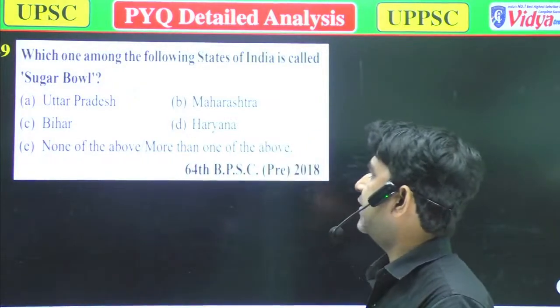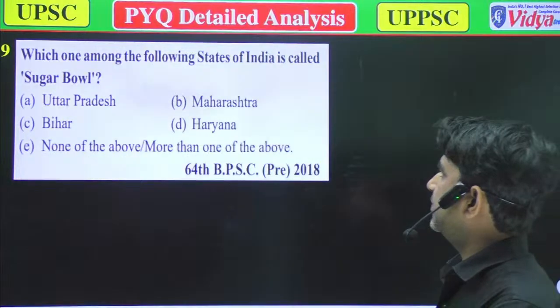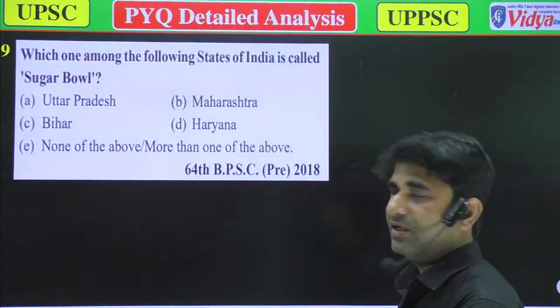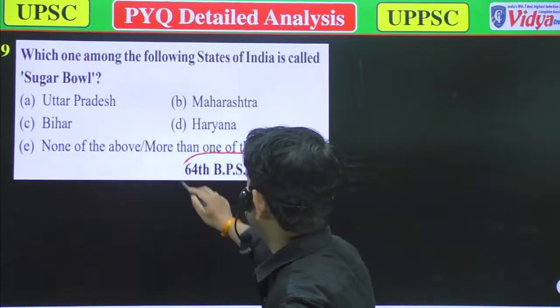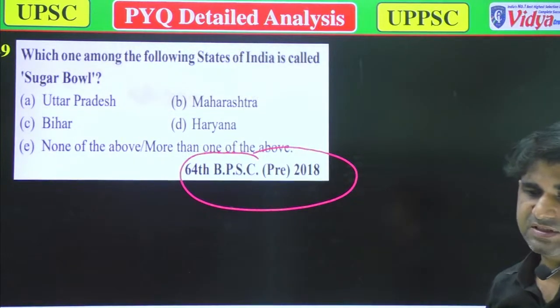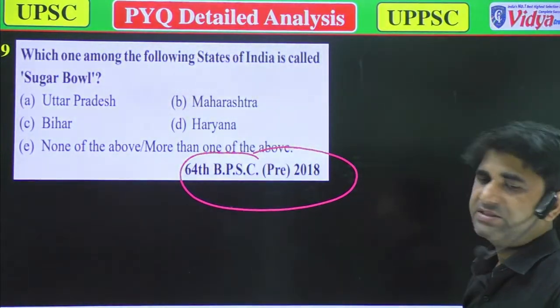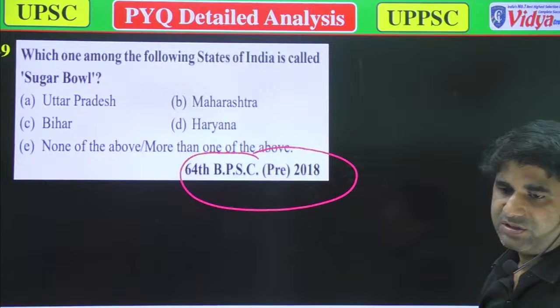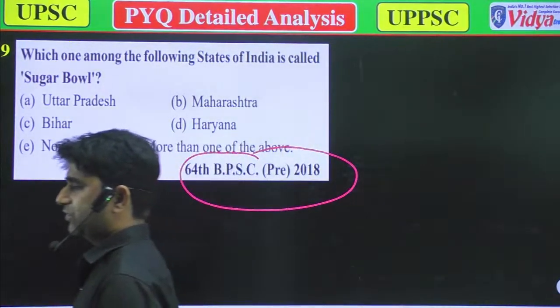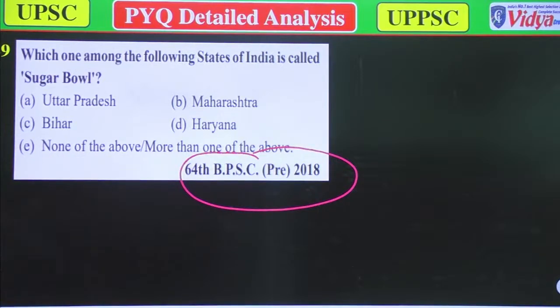Okay. And we have options A, Uttar Pradesh, B, Maharashtra, C, Bihar, D, Haryana. That question was asked in Bihar PCS in 2018. So please try to tackle these questions. What will be the correct option of these questions?